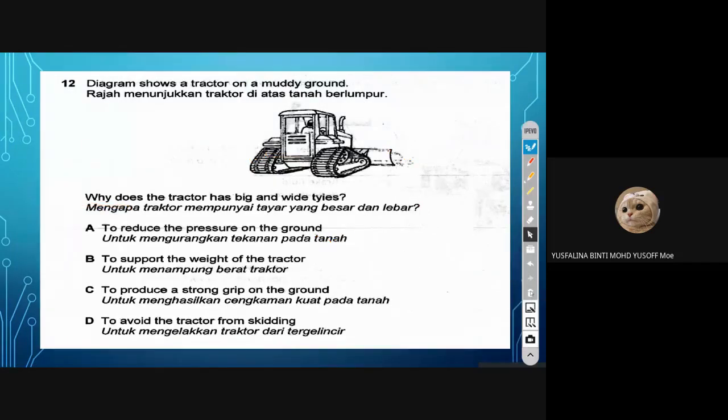The diagram shows a tractor on muddy ground. Why does the tractor have big and wide tires? Of course, to reduce the pressure, right? P is equal to F over A. So when the area is bigger, the pressure is lower. Use the equation. Alright, the next one.